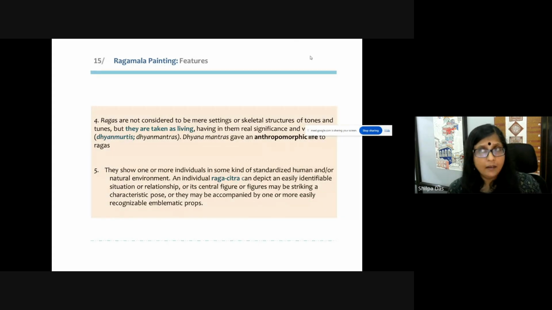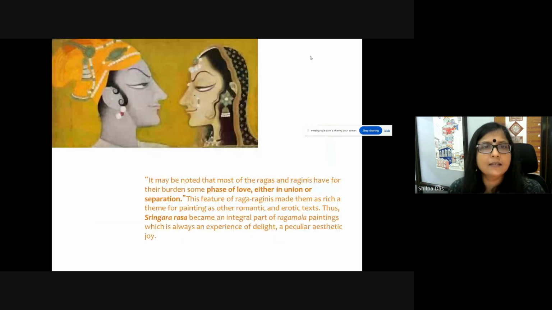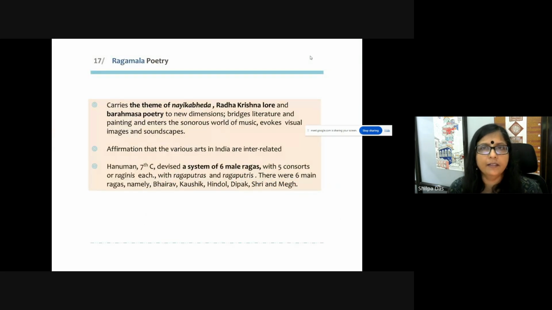Why and how? Because that raga or ragini may be in a particular pose, or there are some easily recognizable props, or the setting itself is very typical. Again, most of these, as I said earlier, Sringara is dominant. It is about love in union or separation from your beloved. And again, there are six main ragas: Bhairav, Kaushik, Hindol, Deepak, Shri, and Megh.